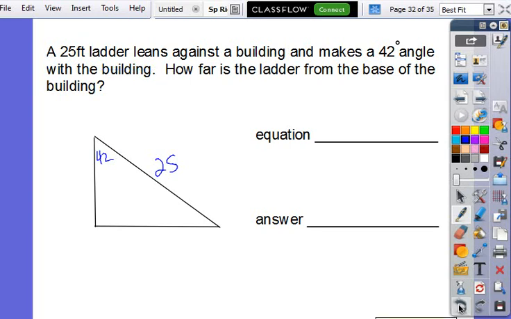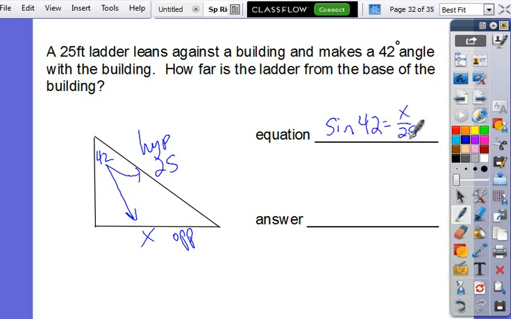How far is the ladder from the base of the building? X is going to go on the bottom. Base is bottom. So I would say in this case, I'm looking at opposite side, hypotenuse. That'd be sine. So I'm going to say sine of 42 equals x over 25. Multiply 25 times sine 42. 16.7. So anytime we're doing the sides and stuff, we're going to do one decimal place.